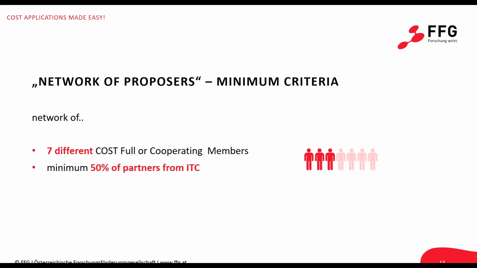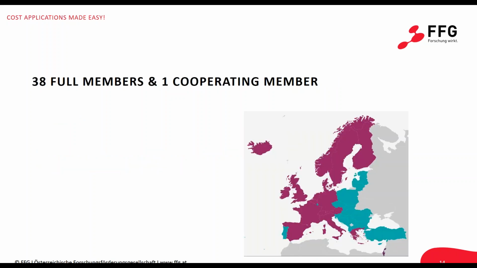Now let's come to the eligibility criteria, the minimum criteria before you can even start considering setting up a COST Action. The minimum criteria to submit a COST proposal is a network of 7 different COST full or cooperating members, and I will tell you in a second what this means. And a minimum of 50%: 50% of partners must come from these inclusiveness target countries, the ITCs. So here we are back at the ITCs, and I will show you what this exactly means.